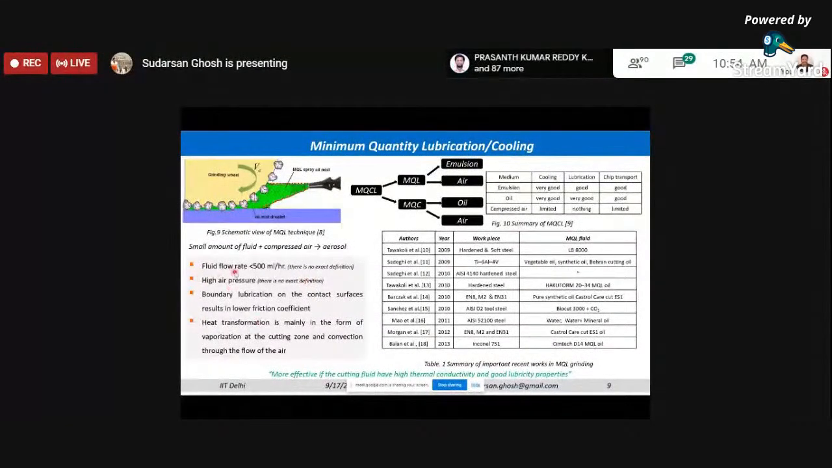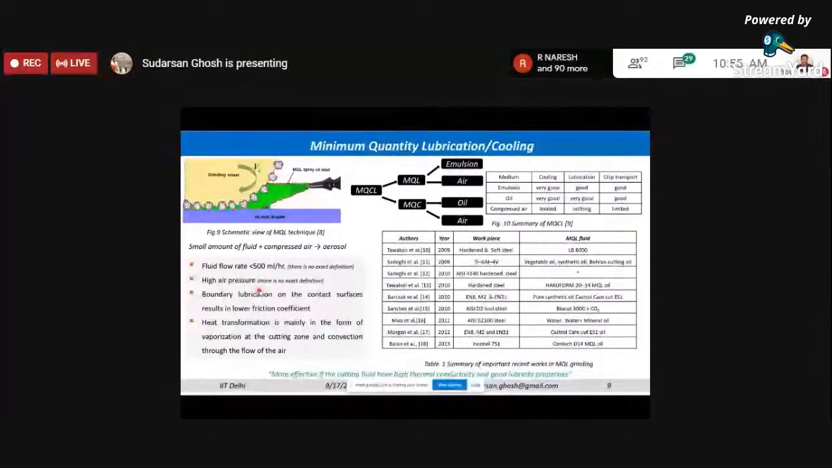Now, normally it is recommended that the air pressure of this compressed air should be as high as possible, but there is no specific limit of this high air pressure. So mostly it depends upon the restrictions which you have. You cannot afford a very high pressure, because creating that much pressure will be very difficult. So something around 8 to 10 bars, which is almost like 8 to 10 times the atmospheric pressure, is found to be good enough.